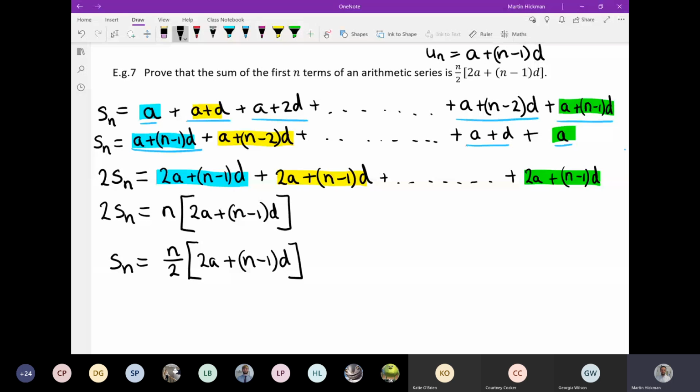Okay, so that is quite a complicated proof, and I'm not suggesting that you learn that line by line, but basically try and learn the method. You need to write out your series, one going from a all the way up to a plus n minus 1 d, and the other one starting at a plus n minus 1 d, going down to your first term of a.